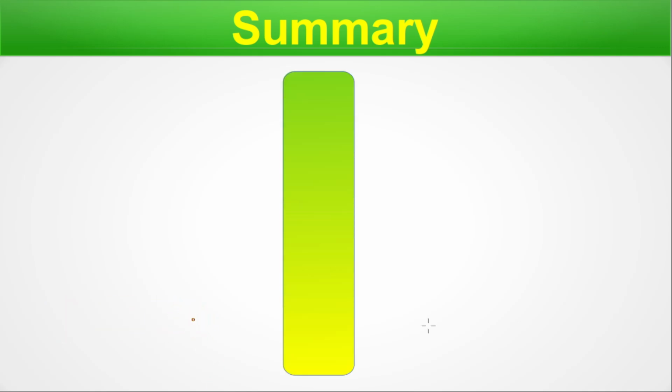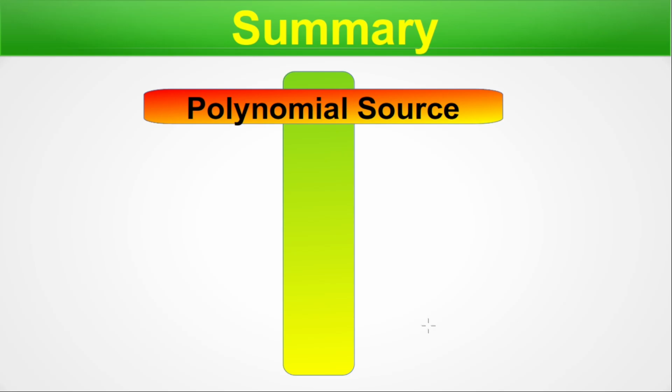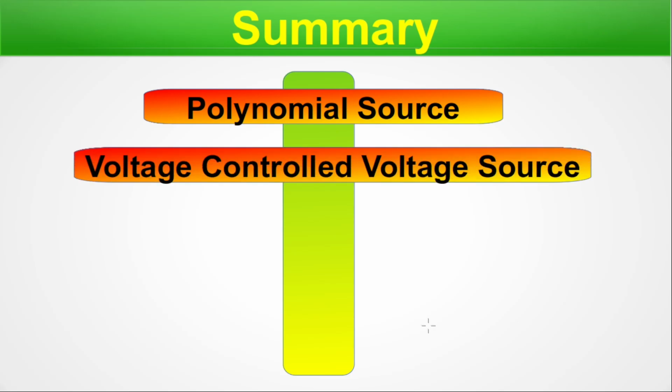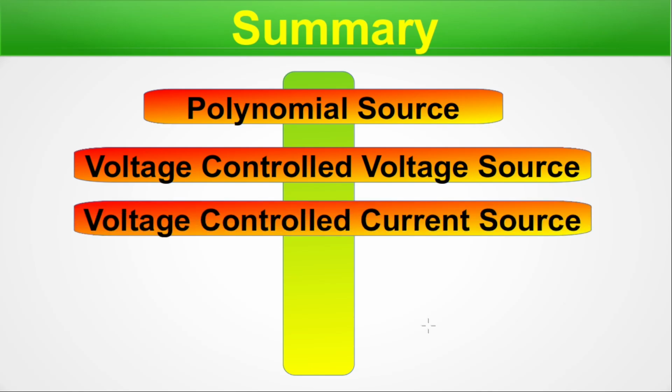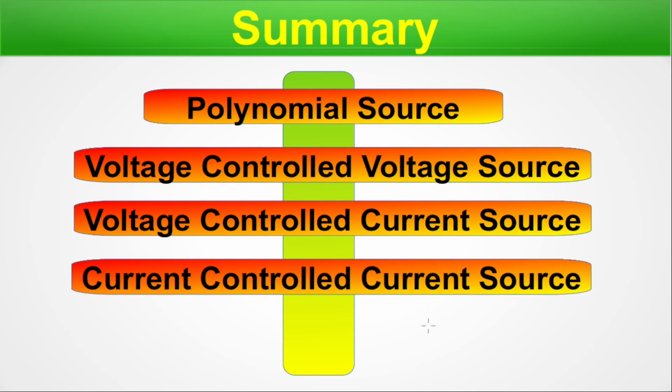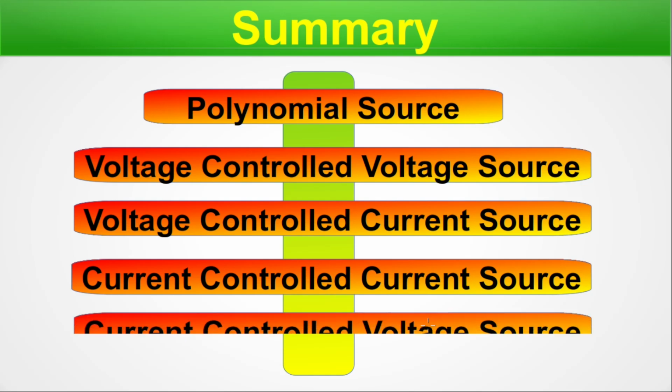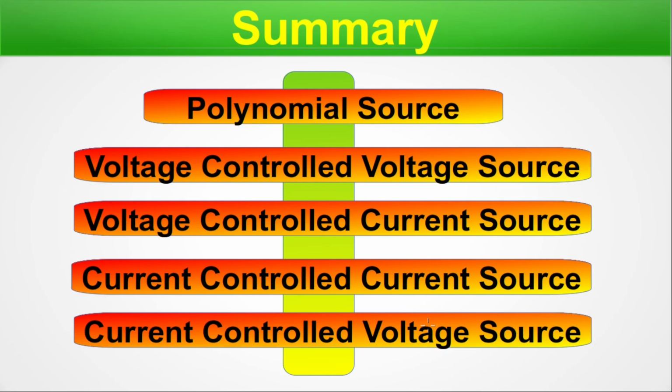Let us summarize what we have learned today. We have learned about the polynomial source 1D and 2D. We have talked about voltage controlled voltage source with examples. Next, we have talked about voltage controlled current source with example. Next, current controlled current source with example. And finally, current controlled voltage source with example. So these are the things we have covered in today's episode, and we are done here with the summary slide. Let's move on to the next slide.